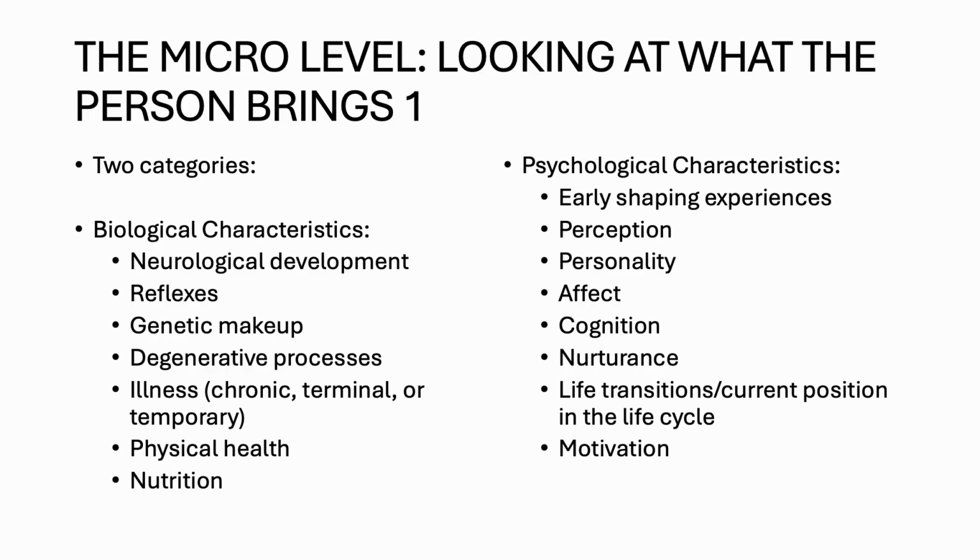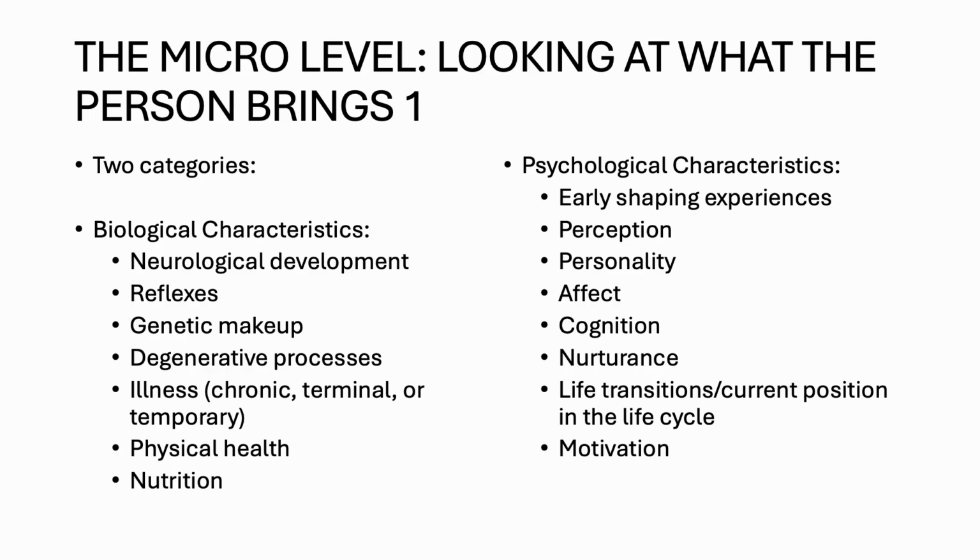Genetic makeup, so what is in your DNA? How are you expressed? What do you look like? So you can say about race and stuff like that as well. There's also degenerative processes, so how's your body breaking down as you get older? Illnesses such as chronic, terminal, and temporary. So illness is basically being sick, right? So that's part of your biology.